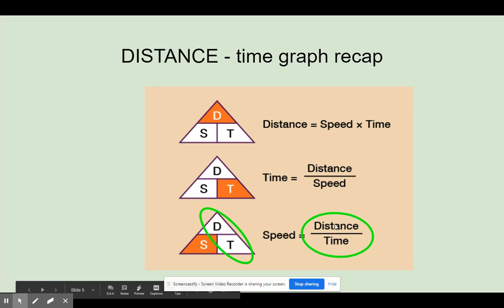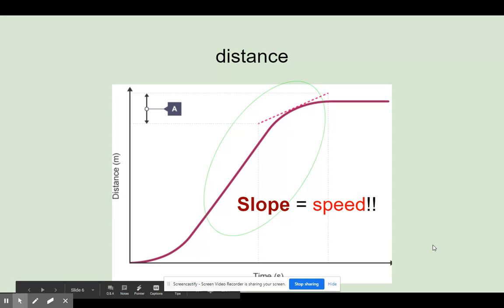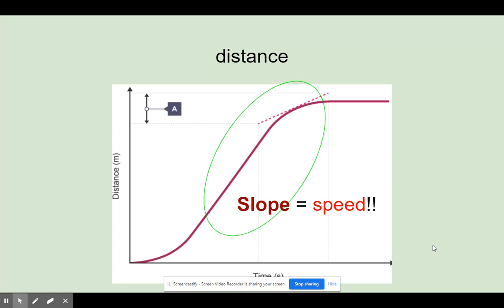And what does that tell us? That tells us the speed, distance over time, y-axis, x-axis. So what is this slope really telling us? What is this line really telling us? It's telling us the speed of something. That slope on a distance time graph is telling us the speed.